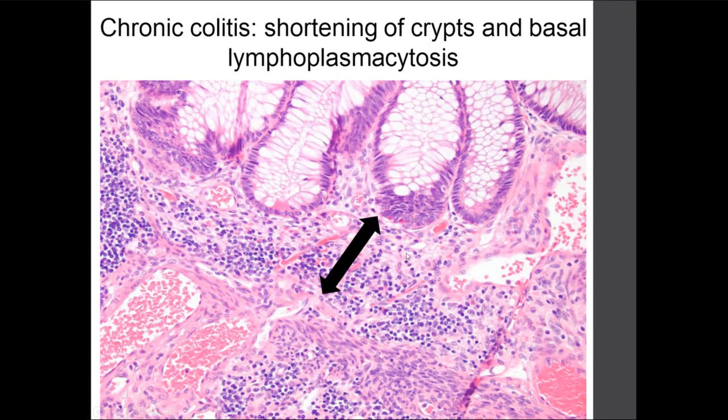When we get to the deeper portion of the mucosa, we can see shortening of the crypts, so the crypts do not touch the muscularis mucosae anymore. There's a space, and that space is typically filled with lymphoplasmacytes, so lymphocytes and plasma cells, and this is what is called basal lymphoplasmacytosis.